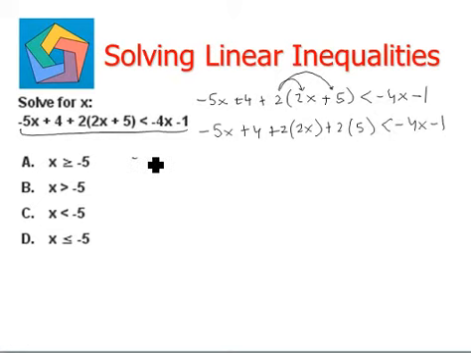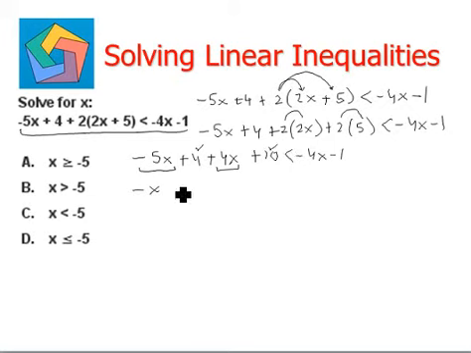So let's see what we get. Negative 5x plus 4, 2 times 2x is plus 4x, 2 times 5 is 10, is less than negative 4x minus 1. We put the like terms. Negative 5x plus 4x is negative x, plus 4 plus 10 is 14, is less than negative 4x minus 1. Now we have to move this negative 4x, so we add 4x to both sides.